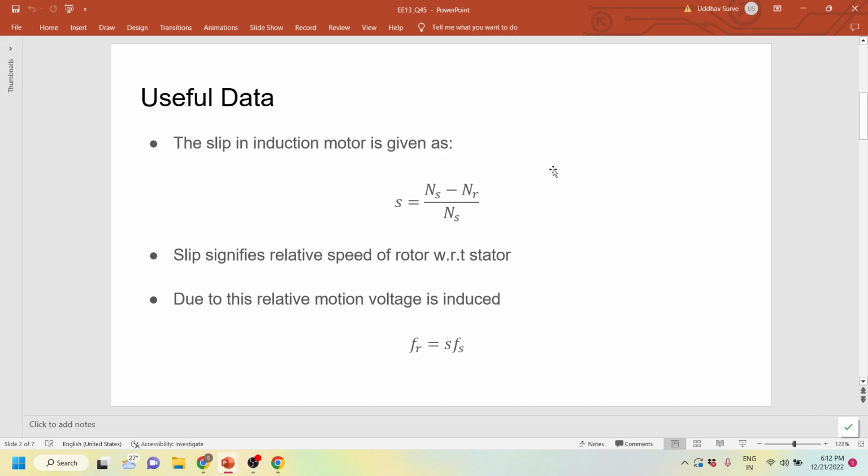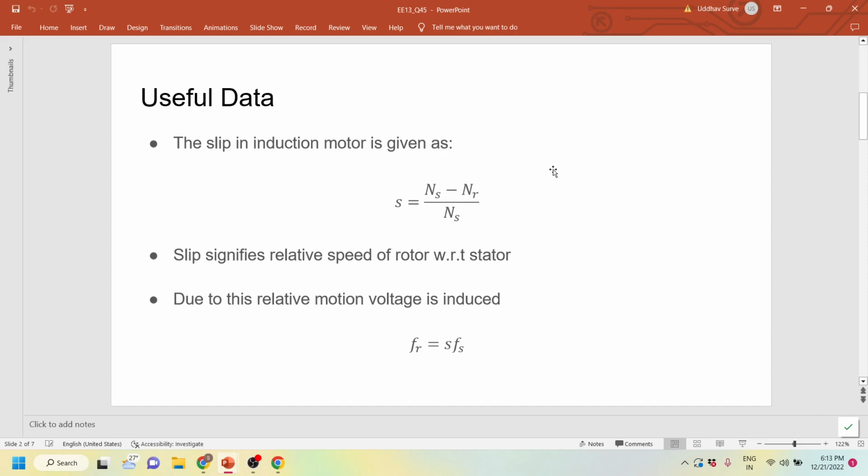In a typical balanced supply fed to an induction motor, the slip is defined by (Ns minus Nr) by Ns, where Ns is the synchronous speed of the rotating magnetic field of the induction motor, and Nr is the rotor speed. Slip signifies the relative speed of the rotor with respect to the stator.